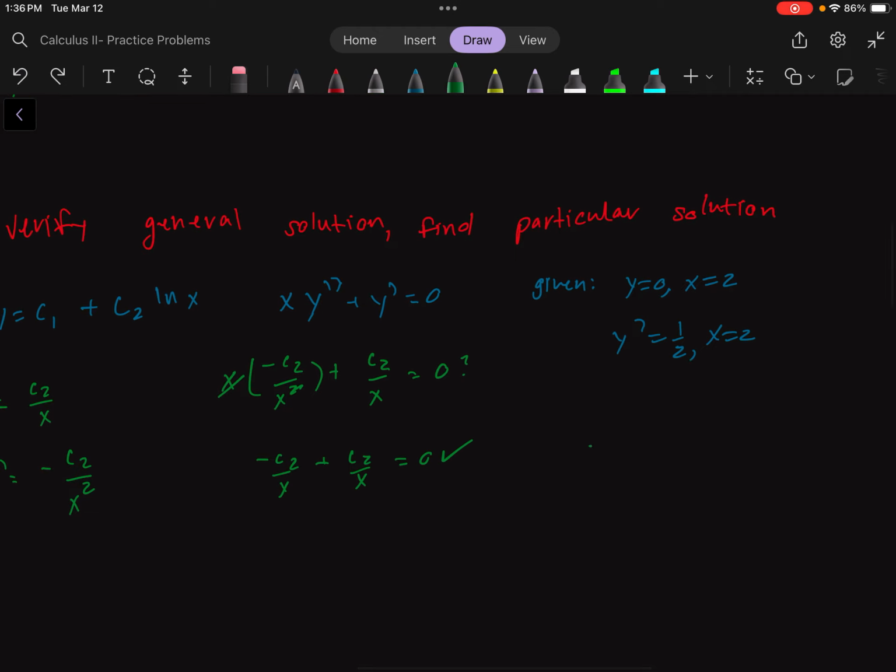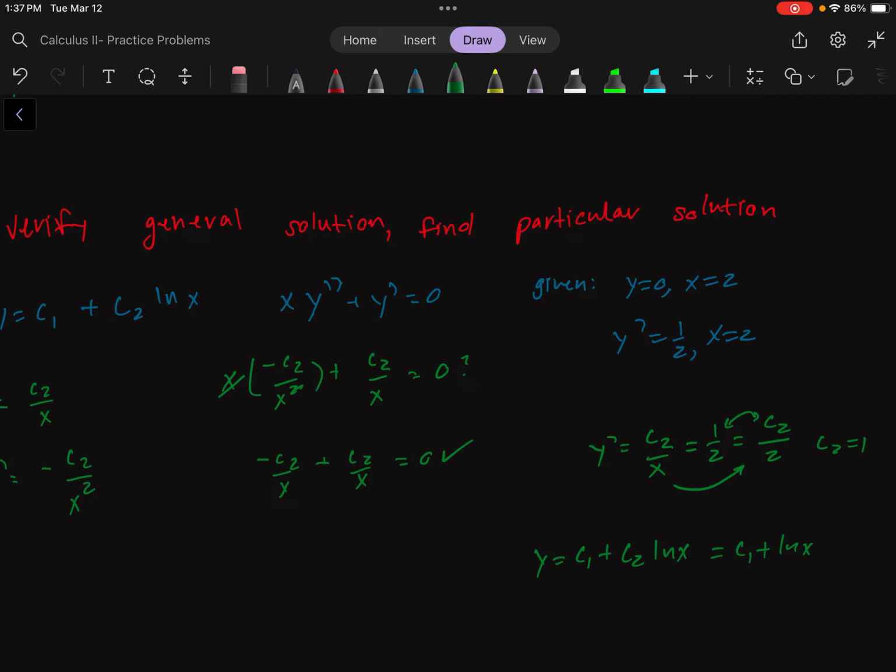They say that y prime, we know that y prime is equal to c2 over x. They say that it's equal to 1/2 when x equals 2. So plug in x equals 2, we have c2 over 2. So you can see that c2 is just 1, right? c2 equals 1. They also tell us that y equals 0 when x equals 2. The original function y, see, y is equal to c1 plus c2 ln x. But we know what c2 is now. It's just 1, right? So it's c1 plus ln x.